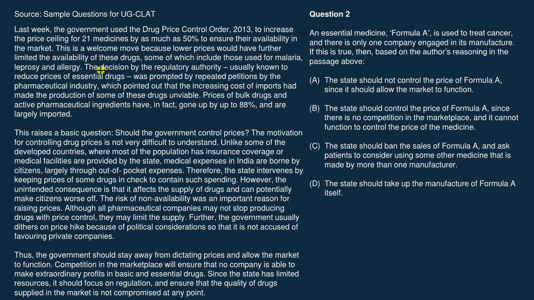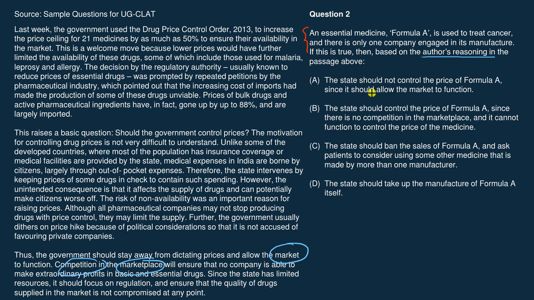Let's look at question number 2. Now there is a case, extra bit of fact given. And we have to apply the fact, ladies and gentlemen, on the author's reasoning. So what is author's reasoning? Competition in the marketplace is important. Therefore, market should be allowed. That's it. An essential medicine formula A used to treat cancer, and there is only one company engaged in this manufacture. Wait a second, ladies and gentlemen.